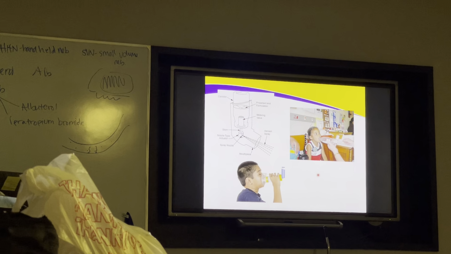All right, the next slide. This is a pressurized MDI, okay? So remember I told you these shoot out. They create a spray at you, okay? And this is kind of a diagram of what that looks like. So we have the canister, that has the medication in it, and it sits inside what we call a boot.